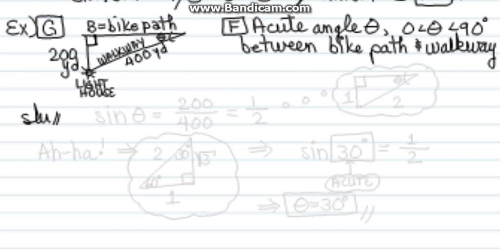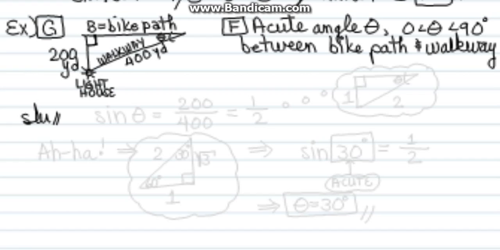We're asked to find the acute angle theta, and acute means that theta has to measure between 0 and 90 degrees between the bike path and the walkway. So we've drawn it so it's between those two. Okay, now we know that the opposite side of theta is 200 yards. And we know that the hypotenuse is 400 yards.